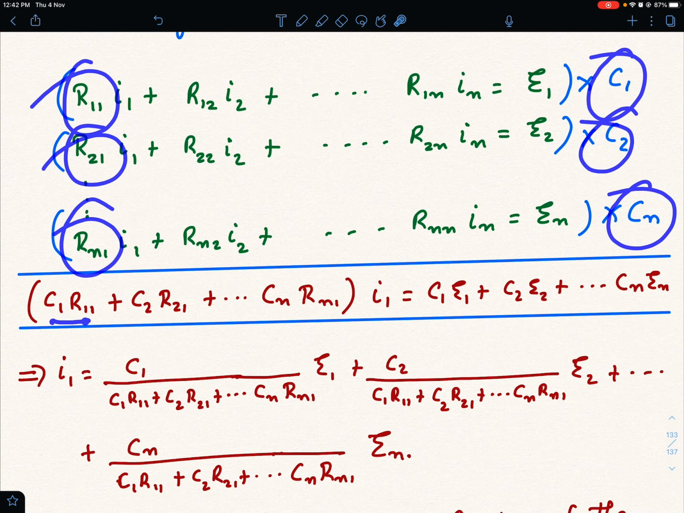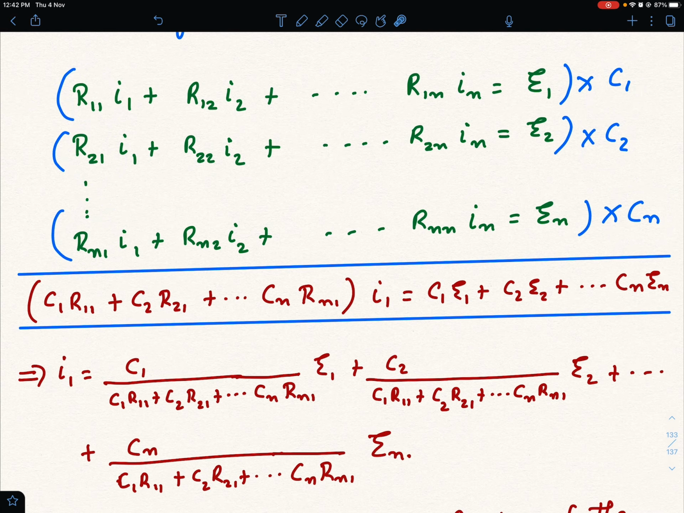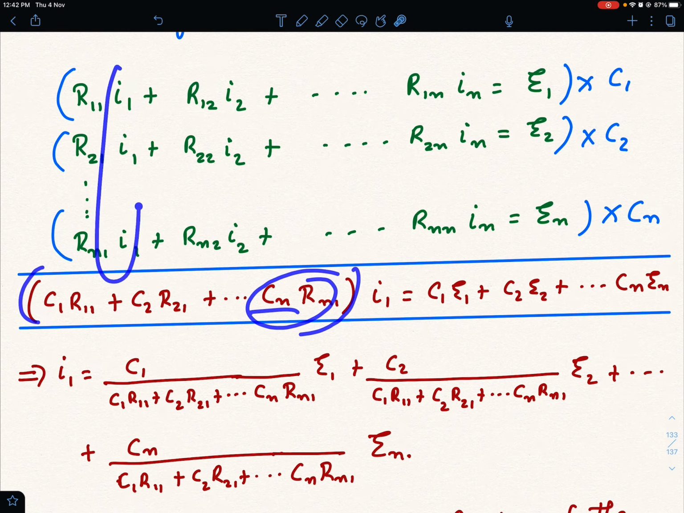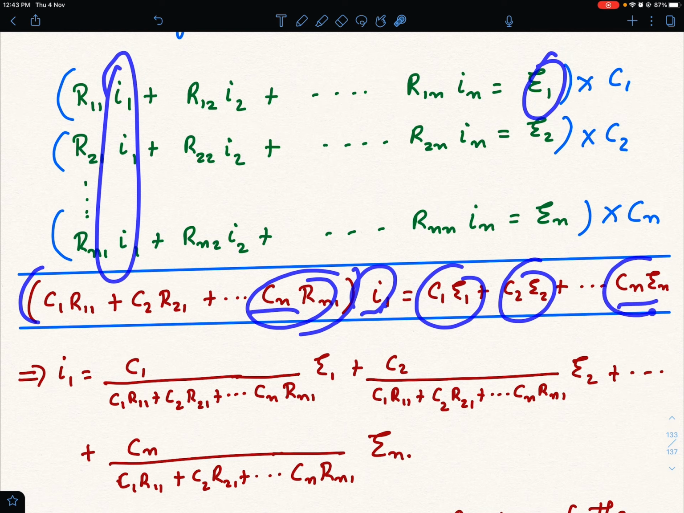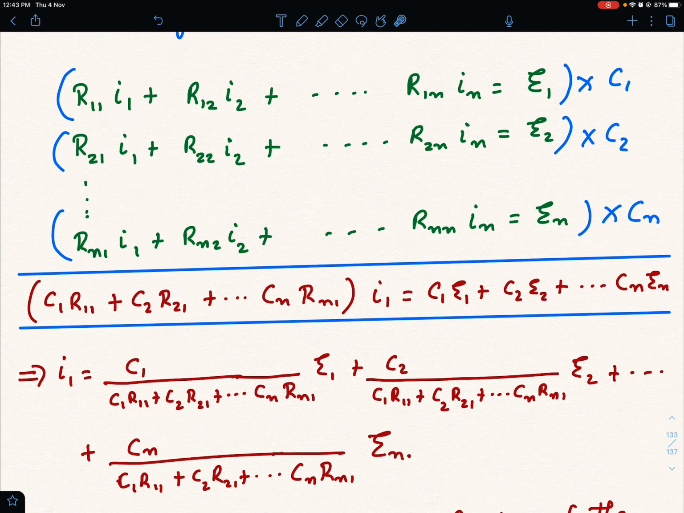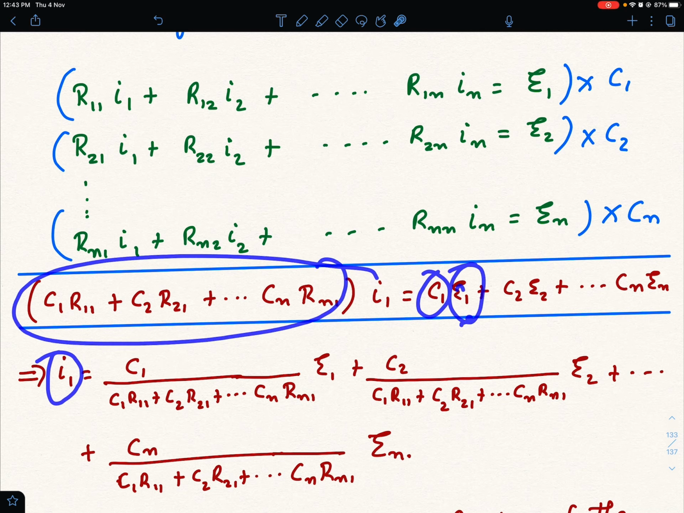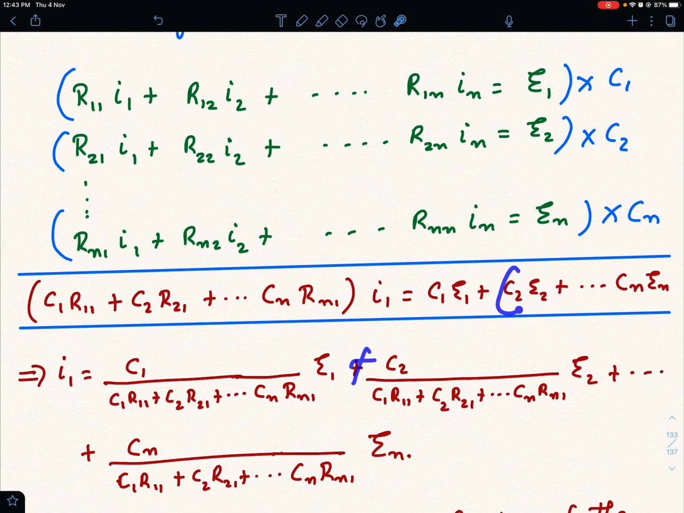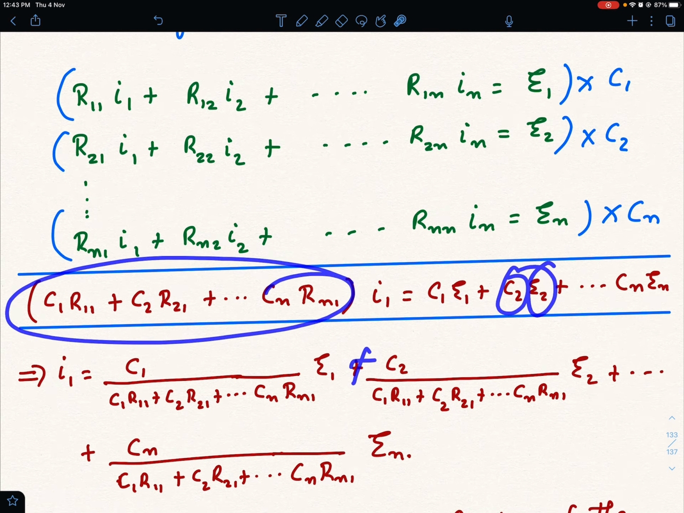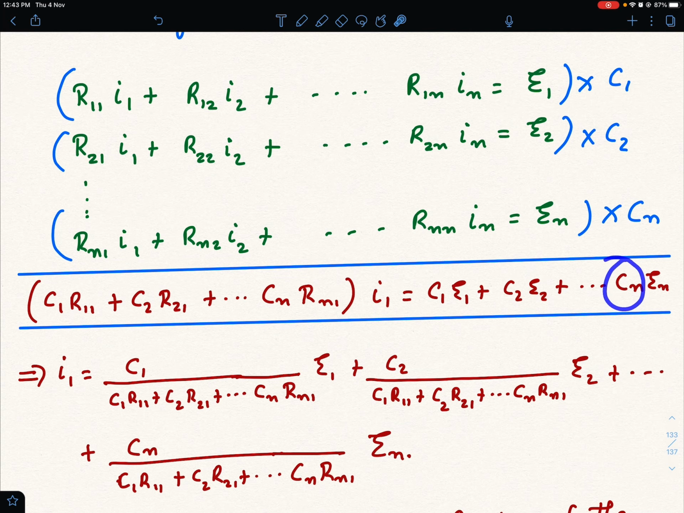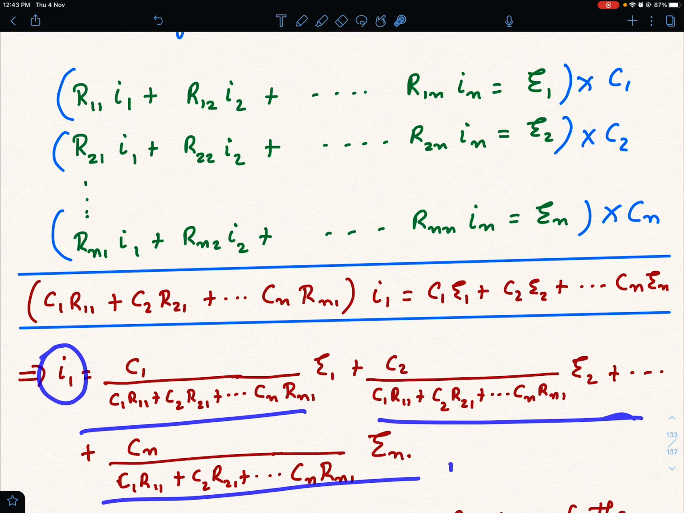So then what will I get? C1 into R11, C2 into R21 and so on up to Cn into Rn1. So C1 R11, C2 R21, Cn Rn1, whole thing multiplied by I1, and this will be equal to, on the RHS, C1E1 plus C2E2 and all the way up to Cn En. So what do I get for I1? It will be C1 divided by this whole thing into E1, plus C2 divided by this whole thing into E2, plus so on up to Cn divided by this whole thing into En. So this is what we get, okay.